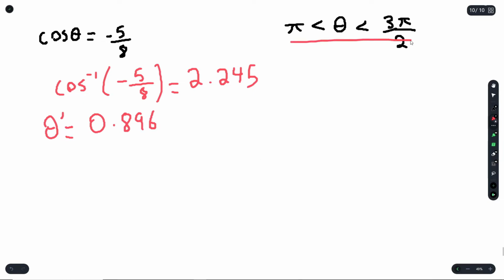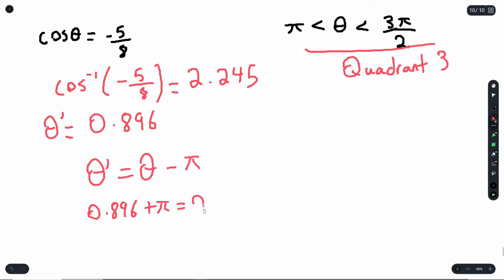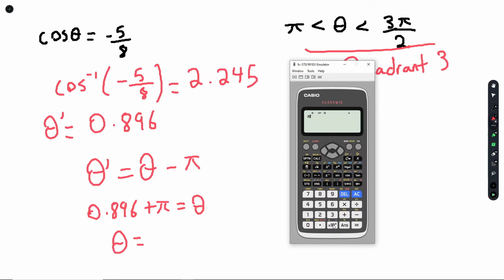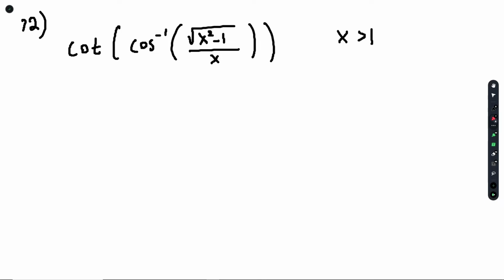So since our range is in quadrant 3, we again use the formula for quadrant 3. Here's reference angle equal to the angle minus pi. 0.896. I'll add pi to the other side, plus pi equal theta. Theta will equal pi plus 0.896, 4.0375. For the next type of question, they're asking you to convert the expression into an algebraic one.